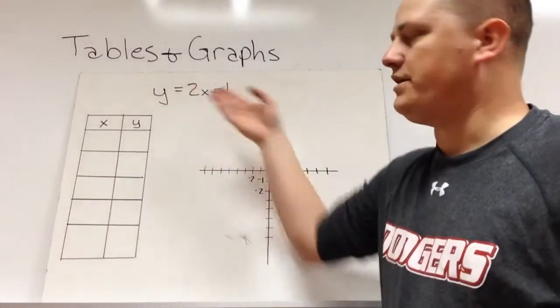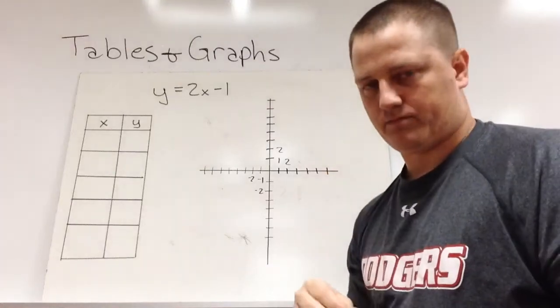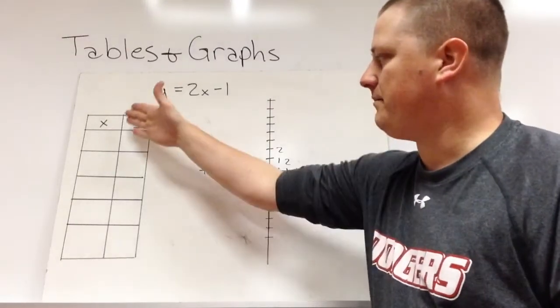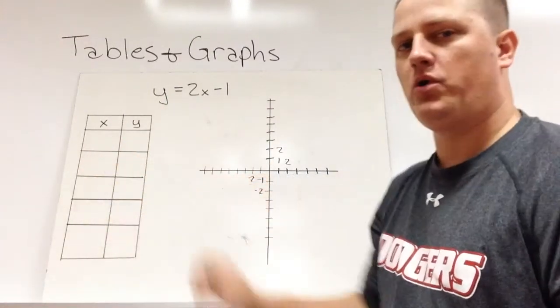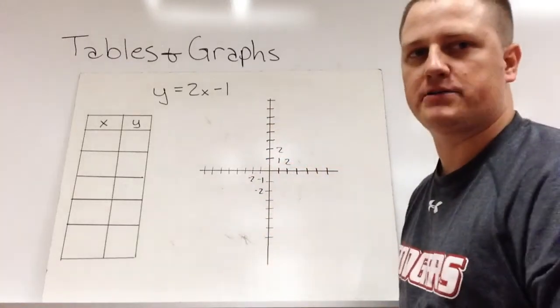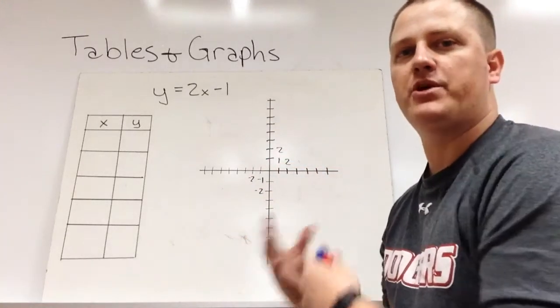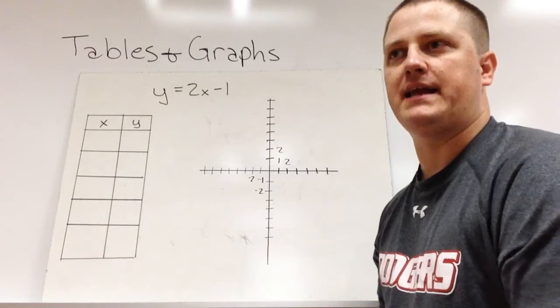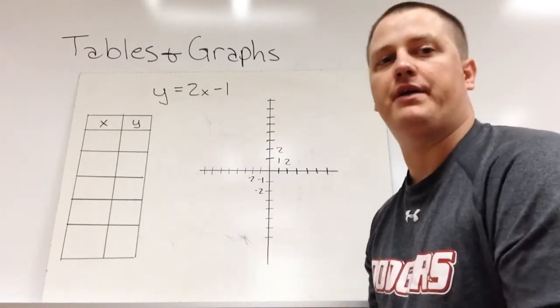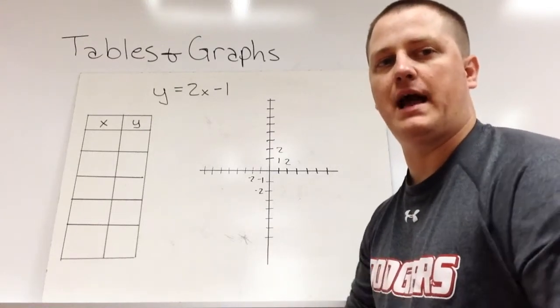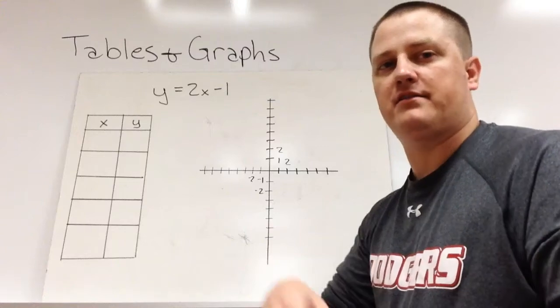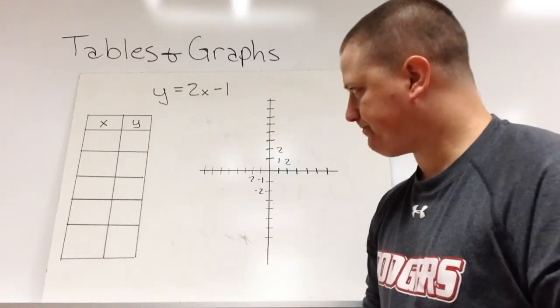Anytime we have an equation, what we have to do is we have to be able to fill out a table. From the table, we can then transfer the ordered pairs to a graph. From the graph, we should be able to get an idea of how the data is showing. Does it make a line? Does it make a curve? Is it scattered all over the place?